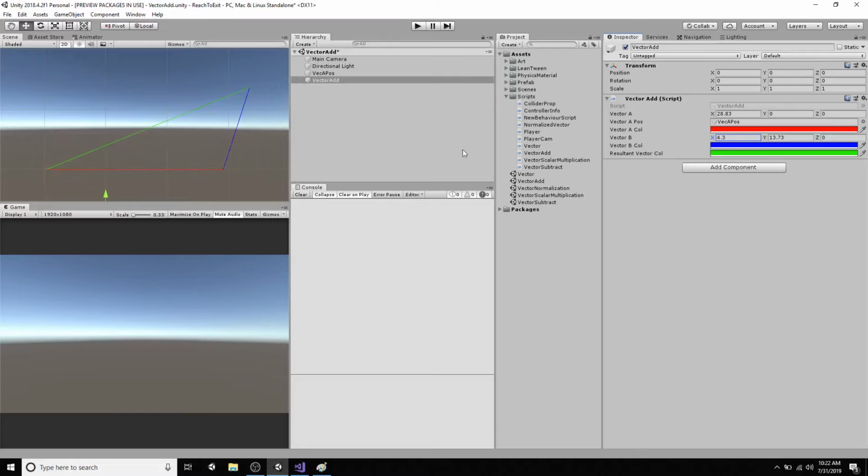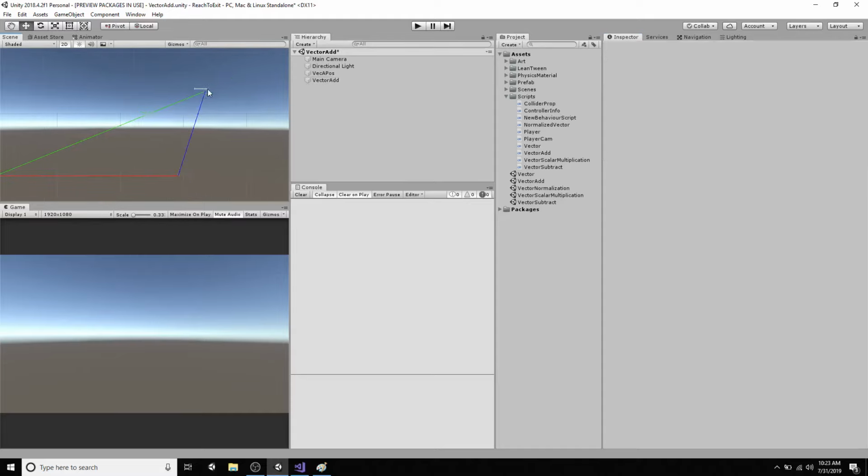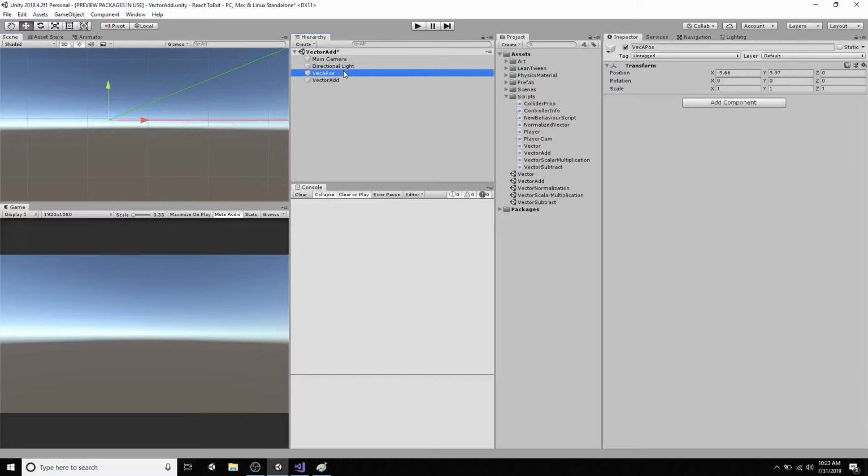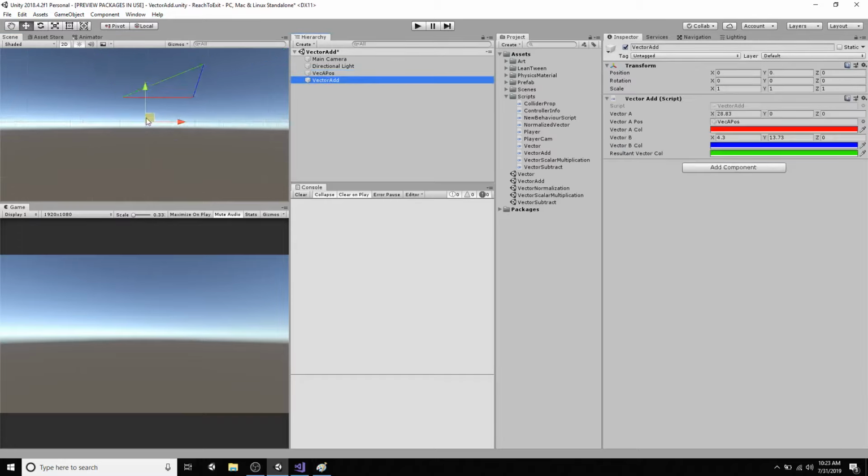So vector addition is basically you put the vector that you want to add at the head of the first vector, and when you add it you will get the resultant vector, where in this case this green vector, its head is touching the blue vector and its tail is touching the red vector tail. Okay, so this is what vector addition is.